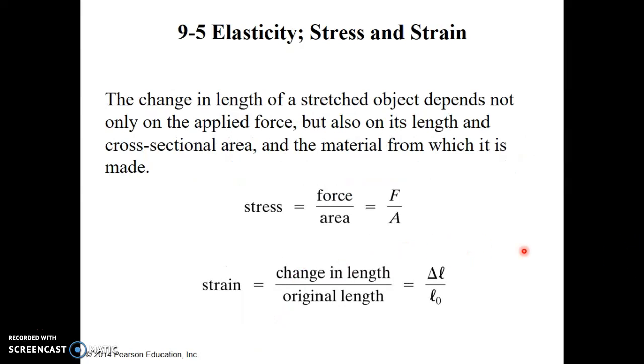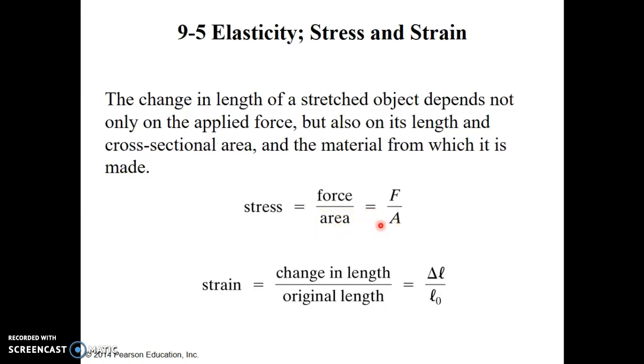Okay, so to define how much stretching an object can endure, we need to define stress and strain. Now, this is important because the property of the material depends on a number of things, including the cross-sectional area of the material and the initial length of the material. So we're going to define stress as the amount of force applied to your elastic object divided by the cross-sectional area of the object, so force per area.